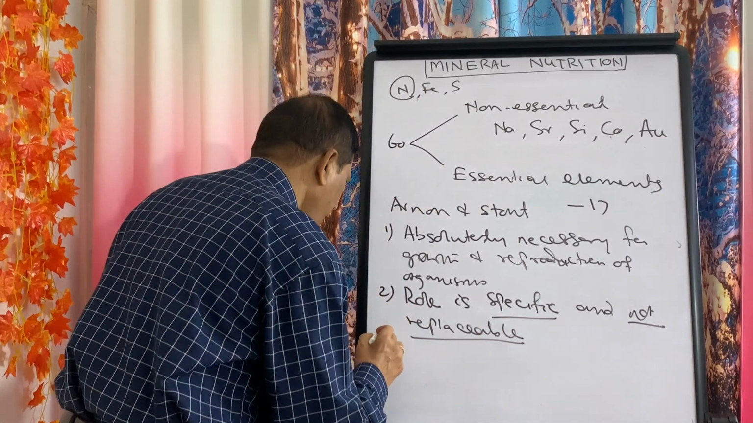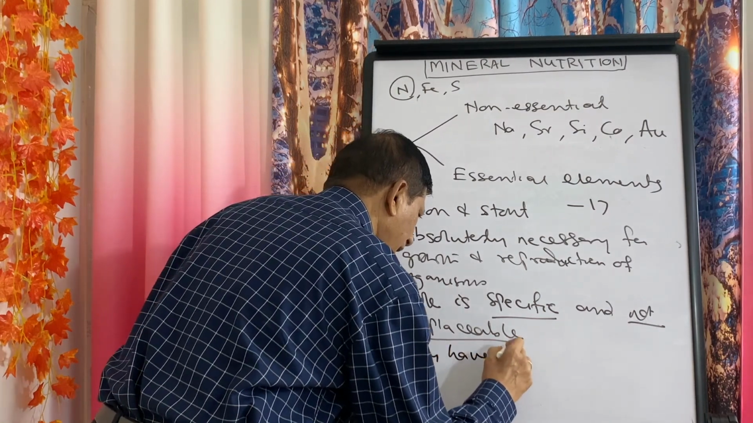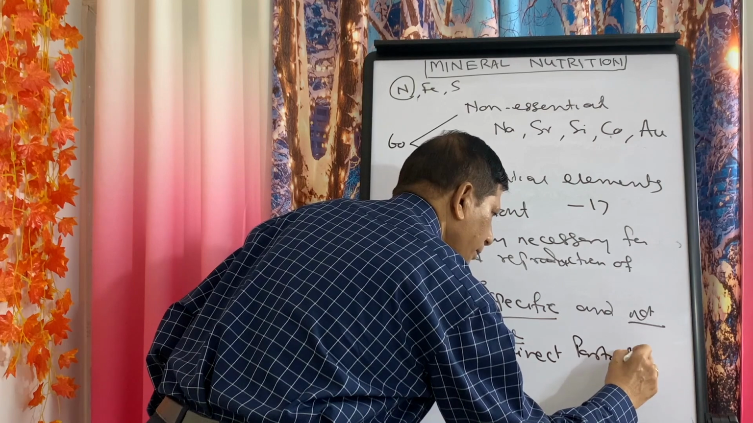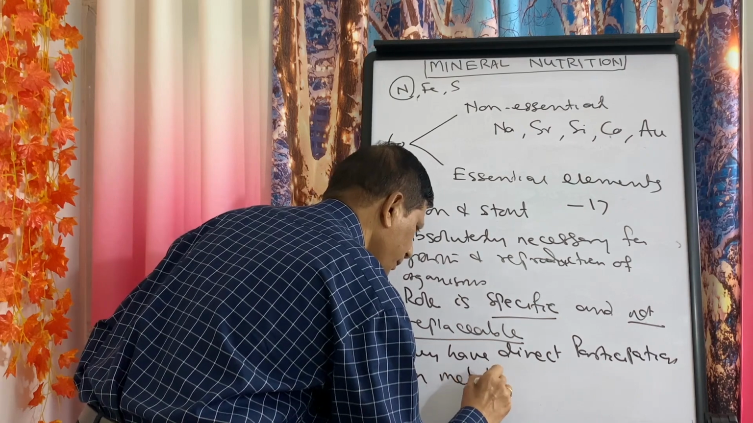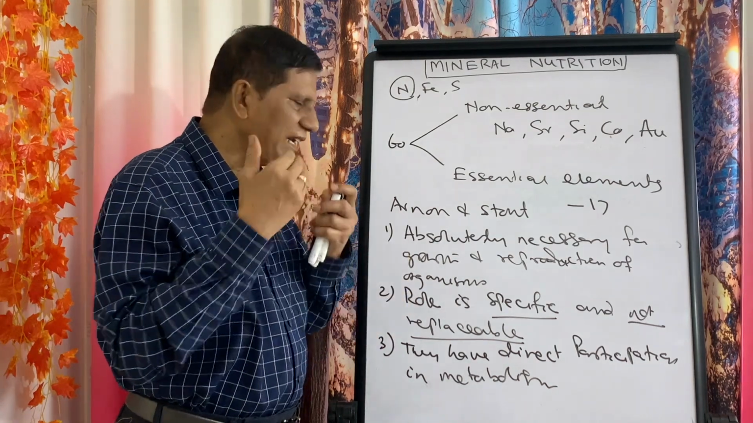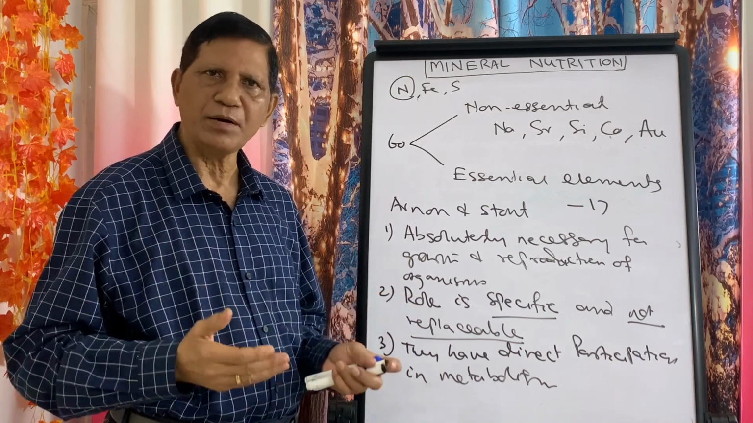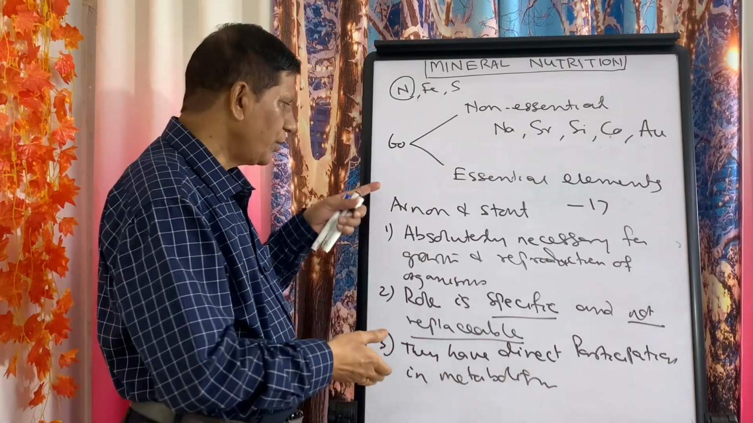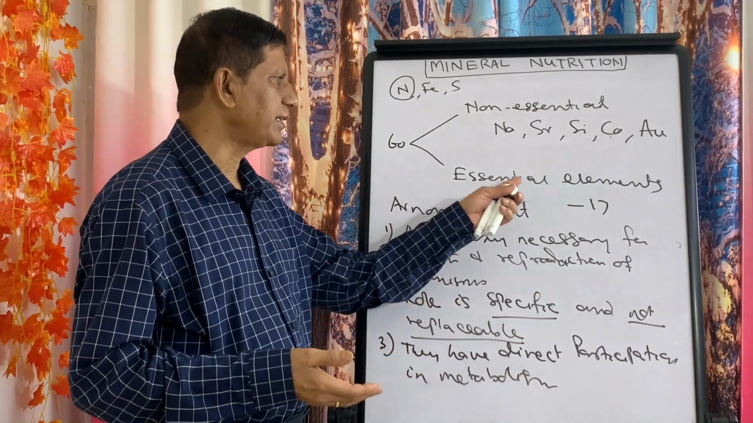And the third point, that means they have direct participation in metabolism. That means they are directly involved in metabolism. That means different types of reactions that are taking place in the plant body, it is due to the presence of these mineral elements. So when all the three criteria are satisfied, then we call it an essential element.